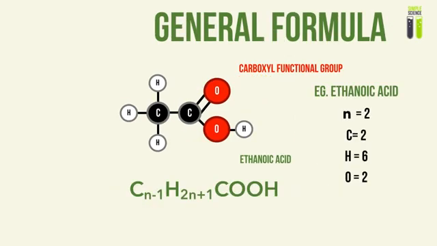Okay, so let's look at the general formula for this type of organic molecule. I've isolated the COOH functional group separately in this general formula, so it's much clearer. So the general formula is CnH2n+1 COOH, whereby n is the number of carbons, and COOH is again identified separately.